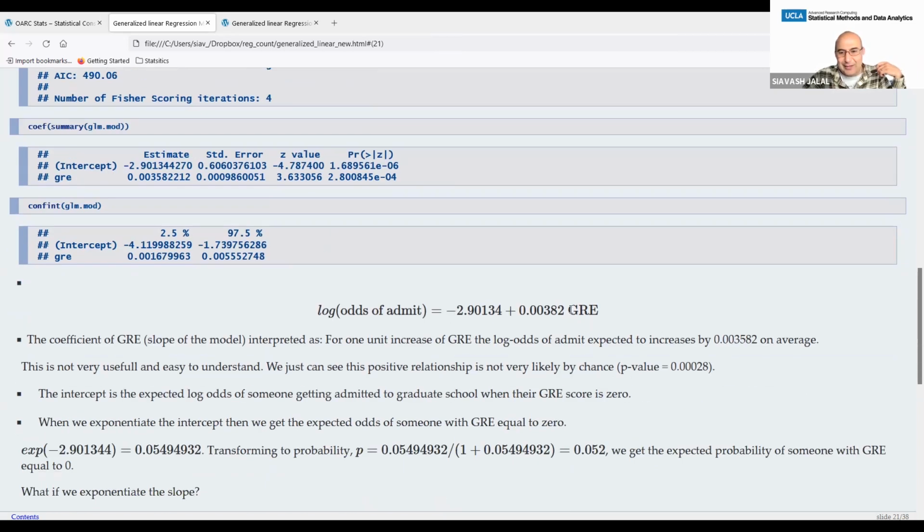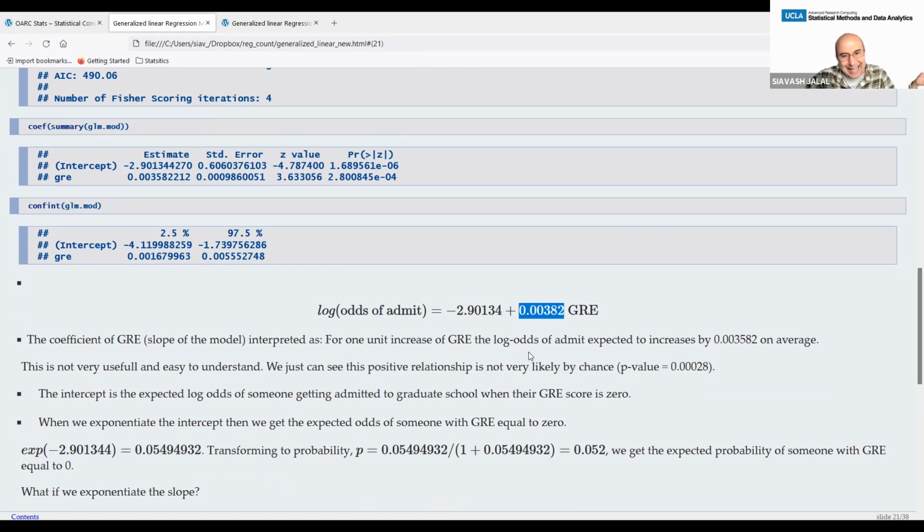For 1 unit increase of GRE, the outcome increases by this much, by 0.00382, but that's not the mean of the outcome. That's log of odds of admit increases by this much, right? Log of odds of admit.